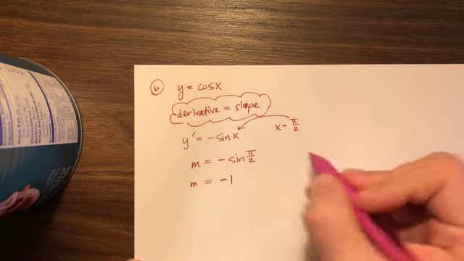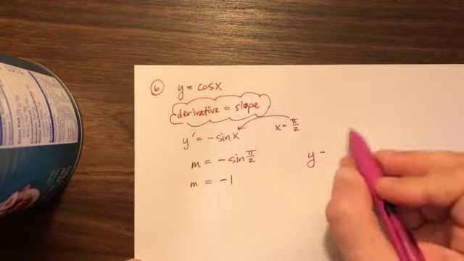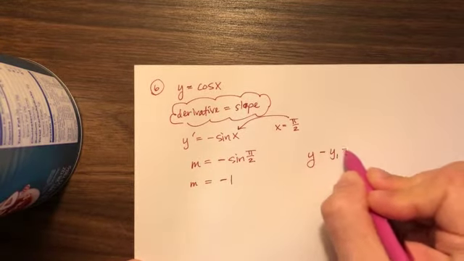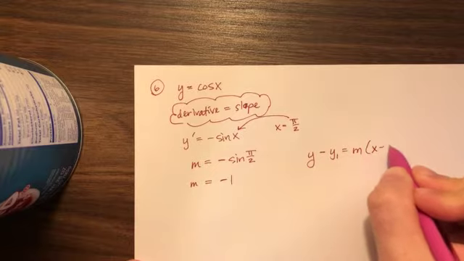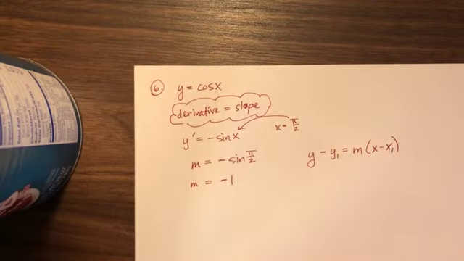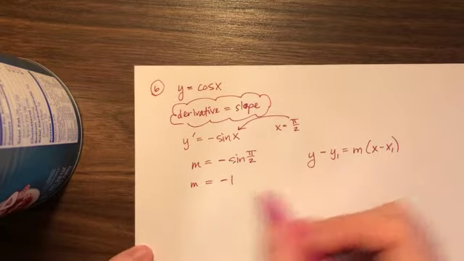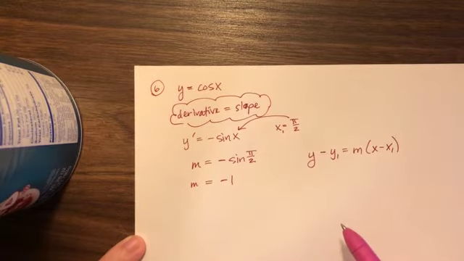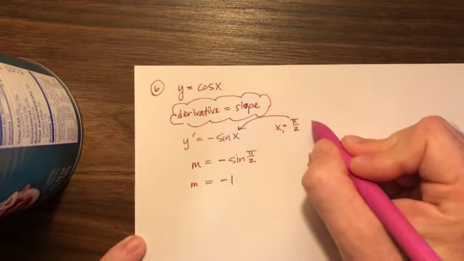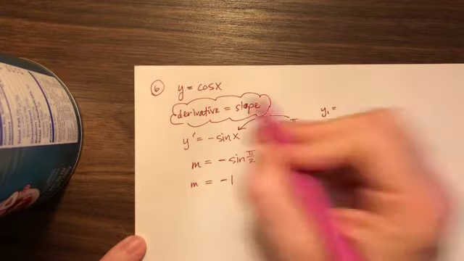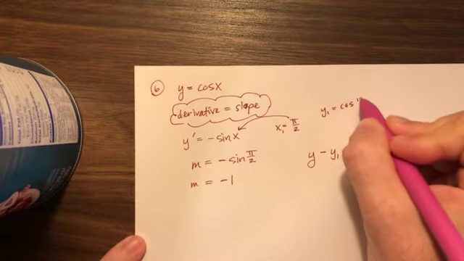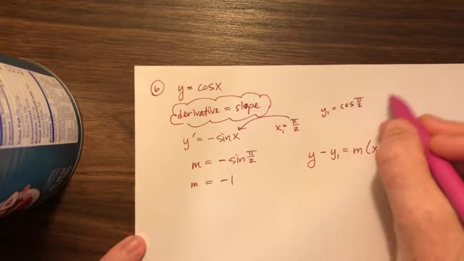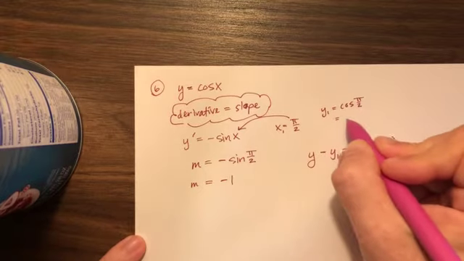If the slope is negative 1, then we're going to use our point slope form. Y minus y1 equal to m times x minus x1. And here's my x1, pi over 2, the one they gave me. But where's my y1? My y1 comes from the original function, cosine of pi over 2. Just plugging in the x value to get the y value that goes with it. Well, the cosine of 90 is 0.